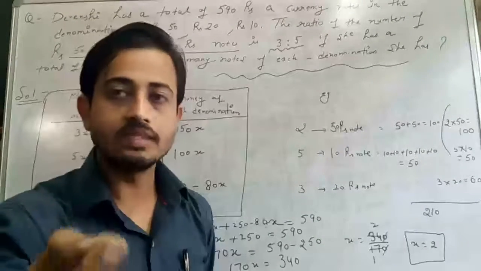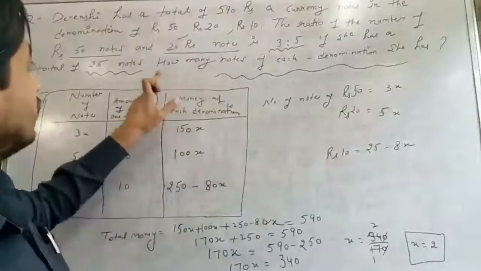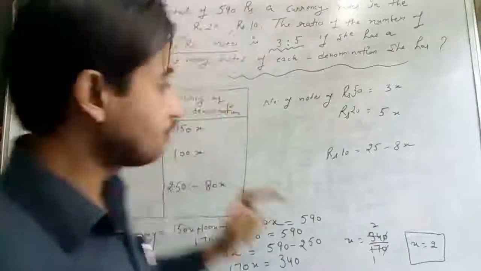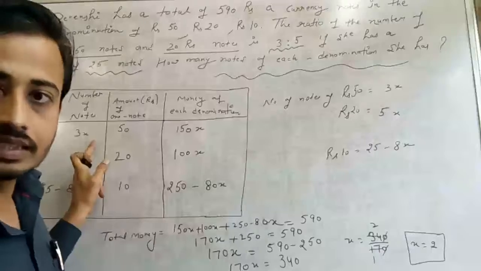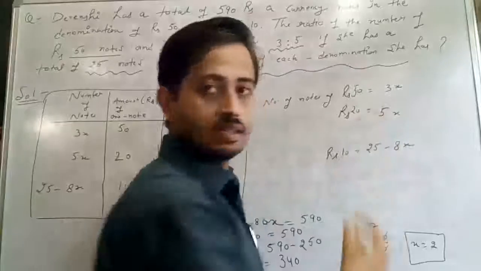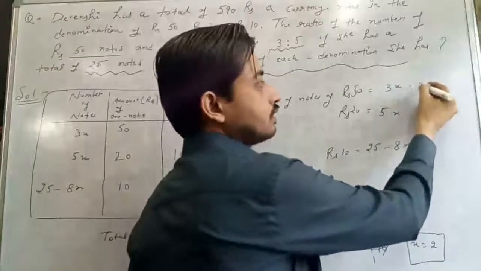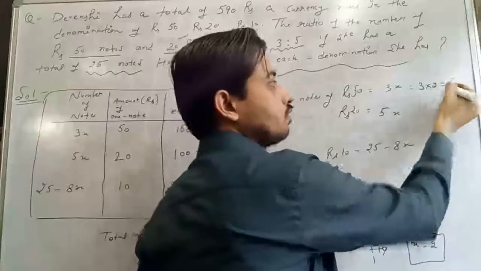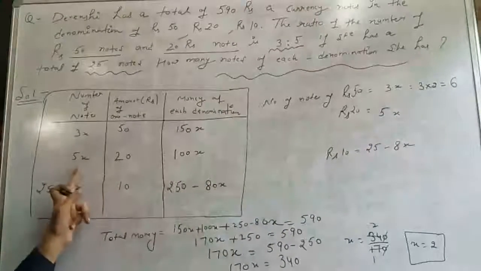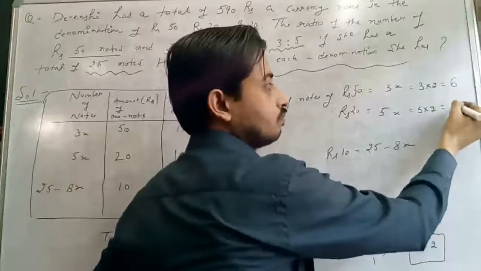So please make a note first. We have to calculate how many notes. It means we have to calculate the number of notes, and we already know the number of notes of 50 rupees is 3x. So the number of notes of 50 rupees is 3x, and we know the value of x is 2. Now substitute this value, 3 into 2, which is equal to 6. Now the number of 20 rupee notes is 5x. So 5 into 2, which is equal to 10.